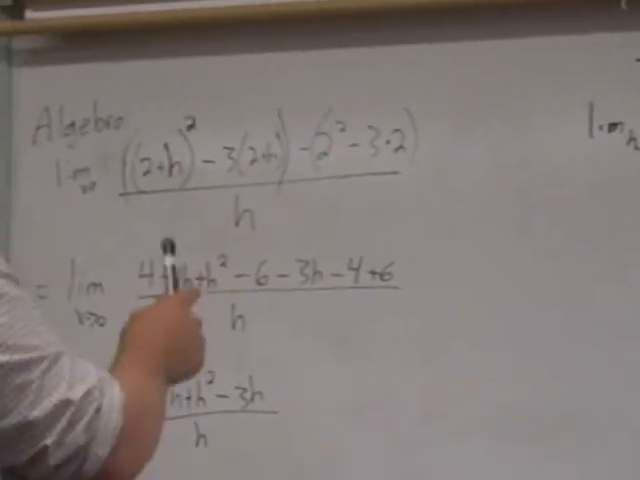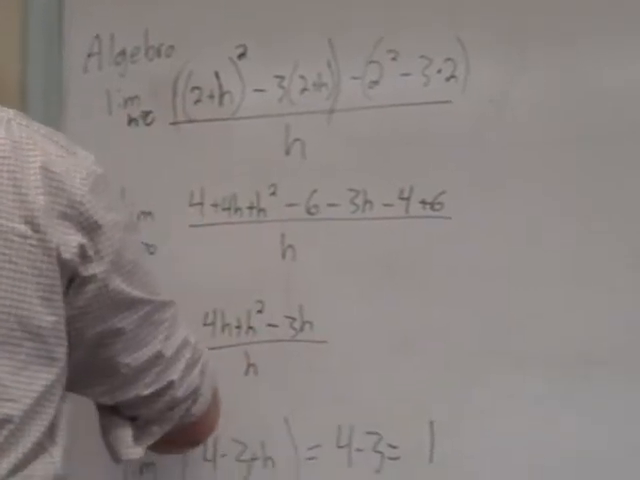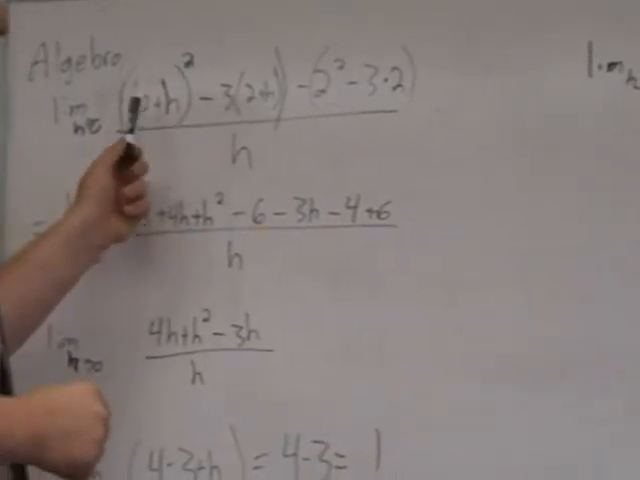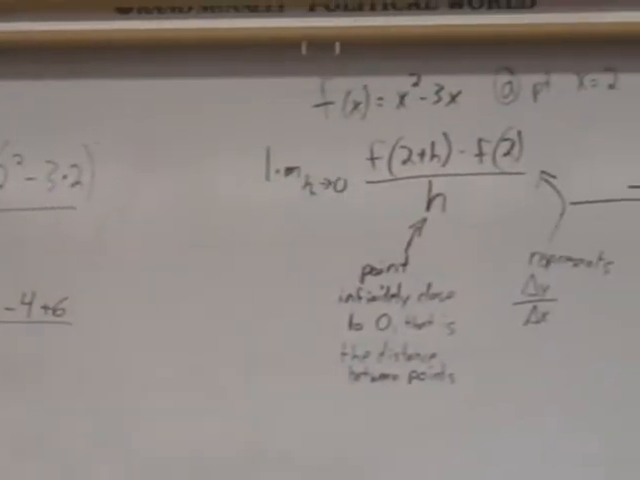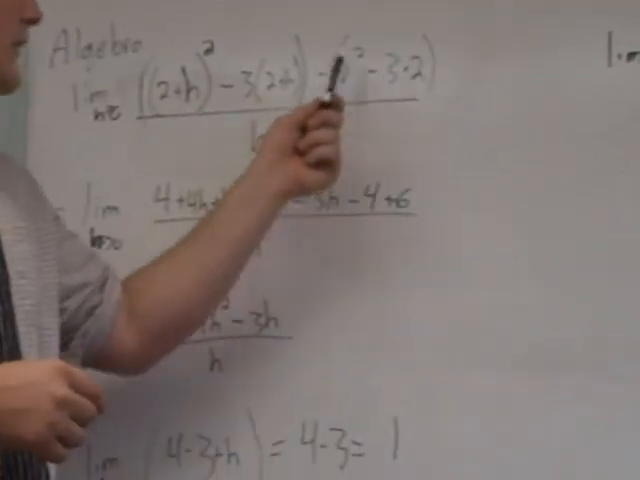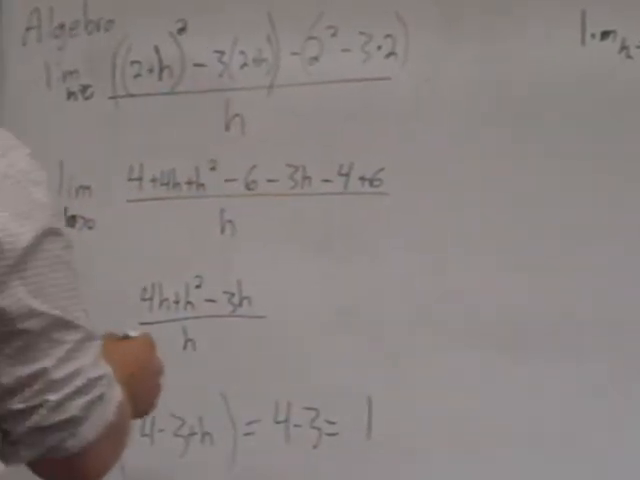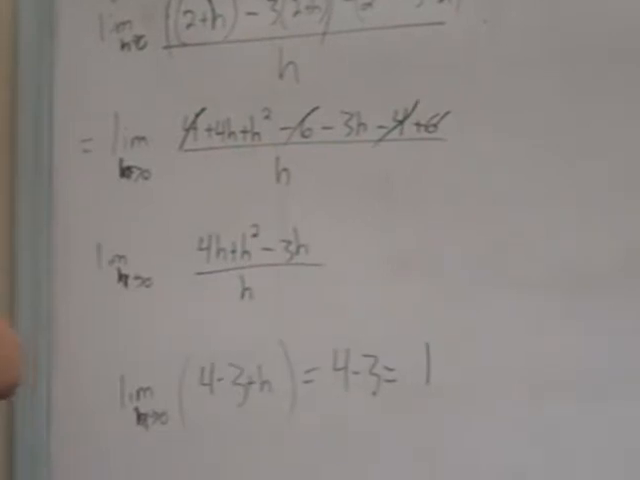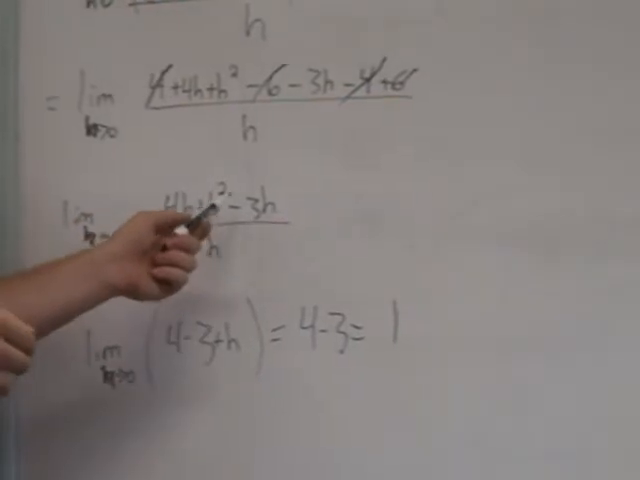So now we still have the limit as h approaches 0. I apologize, these are supposed to be h's. Now it's time to take the top part and plug f of 2 plus h into the actual equation, which you can see right here. So it would be 2 plus h squared minus 3 times 2 plus h, minus 2 squared minus 3 times 2, and this is still all over h. When we multiply it all out, we can cancel out the 4s, we can cancel out the 6s, and we're left with the limit as h approaches 0 of 4h plus h squared minus 3h over h.